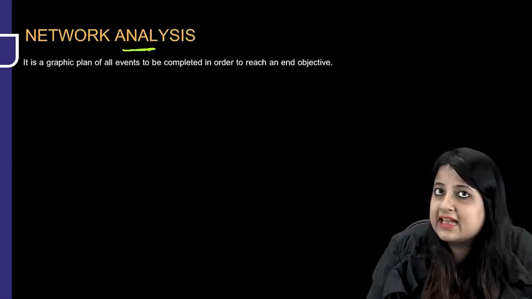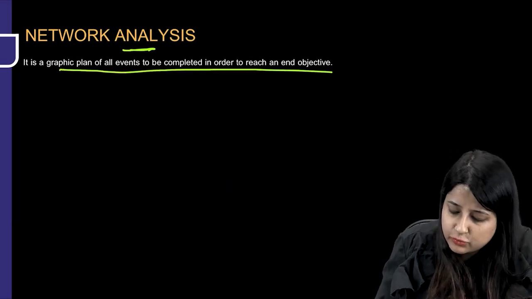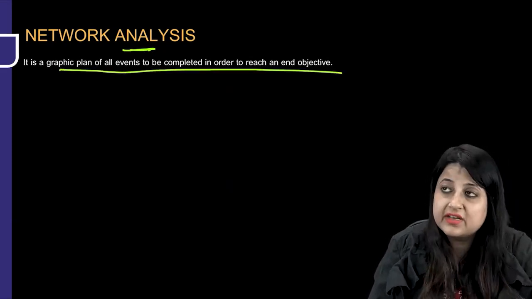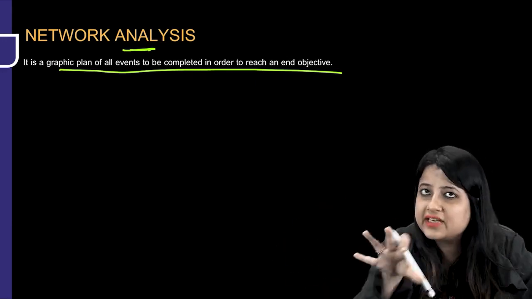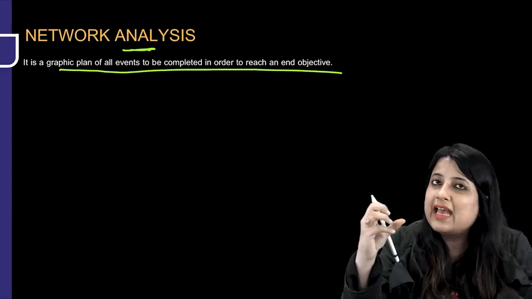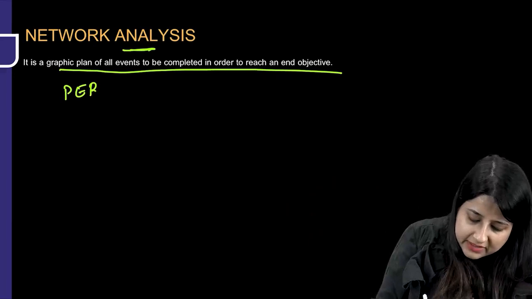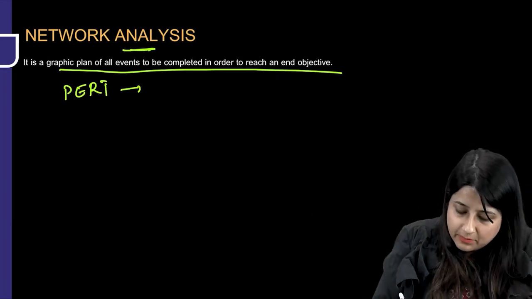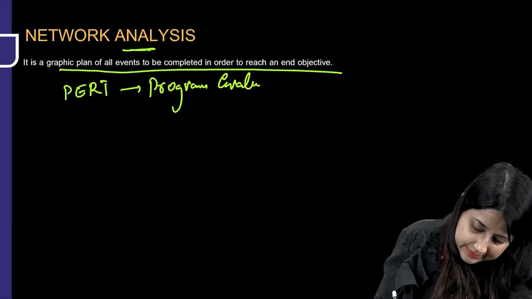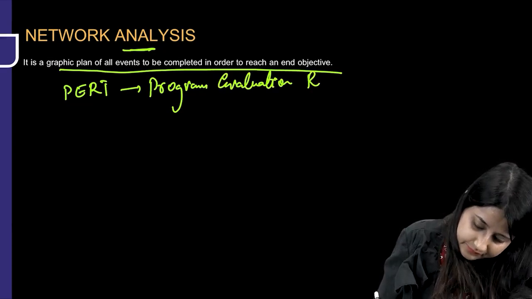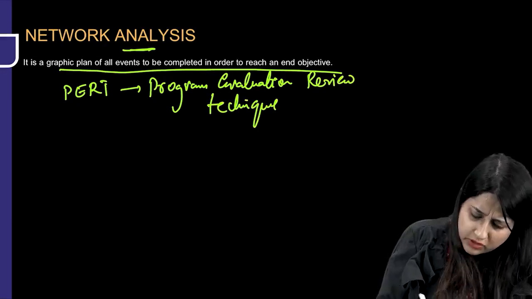Network analysis is again expected, okay. Network analysis is a graphic plan of all events to be completed in order to reach an end objective. Like if I have to increase the immunization coverage of an area, there are a lot of activities which we have to do. So we have to arrange all the activities in an order. So that is PERT, okay. PERT is Program Evaluation and Review Technique, okay.